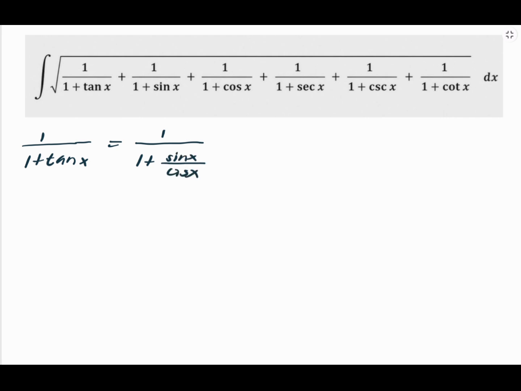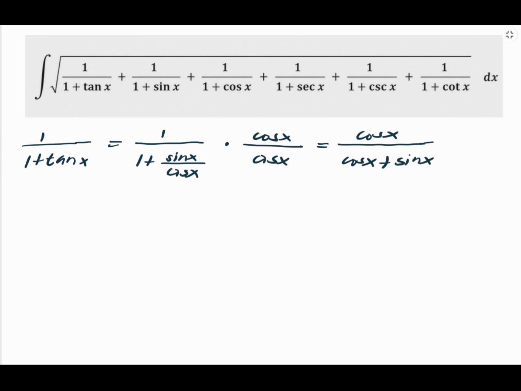And since we have a denominator here in the main denominator, we can simplify this expression by multiplying the numerator and the denominator by cosine of x. So that would be cosine of x over, cosine of x times 1, cosine of x. So cosine of x will be cancelled, plus sine of x.